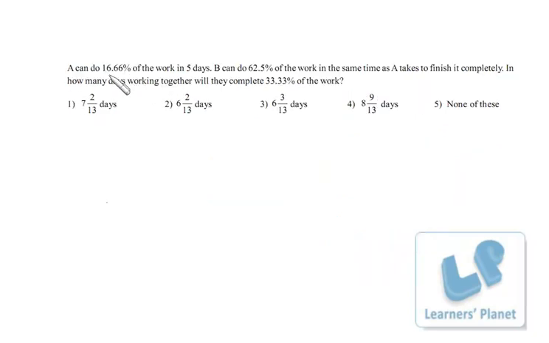A can do 16.66% of the work in 5 days. B can do 62.5% of the work in the same time as A takes to finish it completely. In how many days working together will they complete 33.33% of the work? Okay, 16.66% means 1/6, right? So 1/6 work A is able to do in 5 days. That means total A will be taking 30 days for complete work.